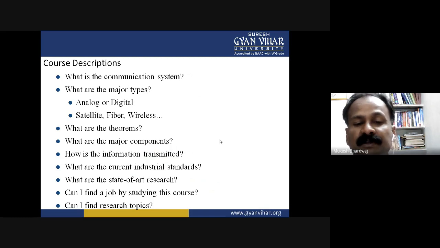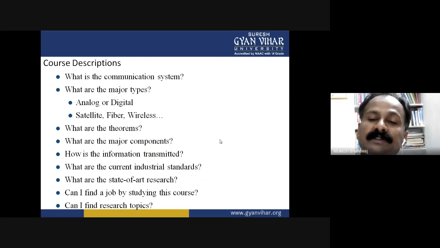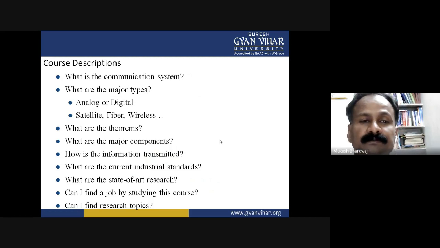The purpose of a communication system is to transmit an information-bearing signal from a source located at one point to a user or destination located at another point some distance away. So under communication, analog communication, this is what the communication system is, and what the major types of it are. The major types of communication systems are analog or digital, satellite, fiber, wireless.